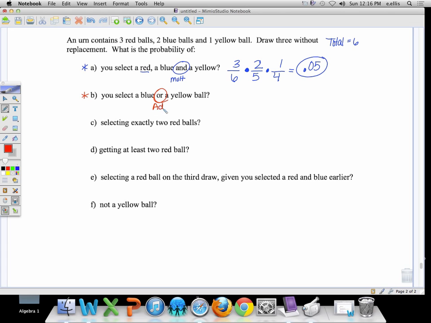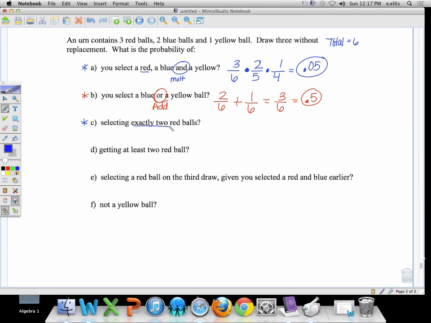Part B here. You select a blue or a yellow ball. Or means you are supposed to add. Well, blue, there are 2 blue out of 6. Or we add yellow, there's 1, still out of 6. You have to have the same denominator. Well, that adds to 3 over 6, which is a probability of 0.5.